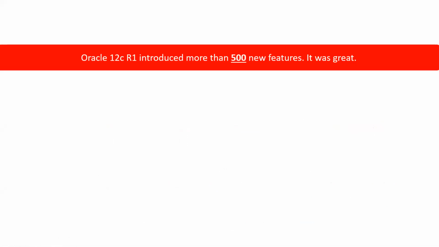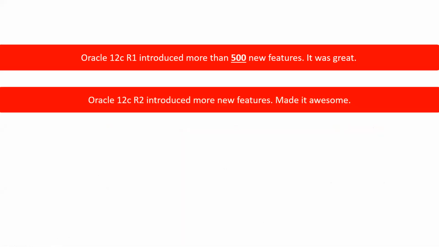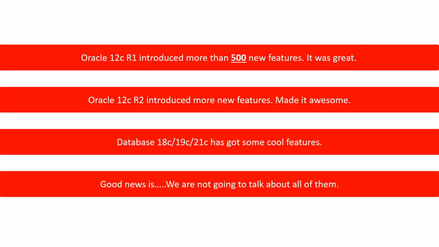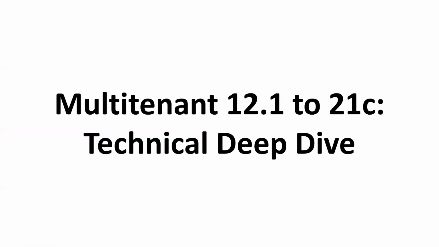So it's a kind of a journey, because we are talking about how it started in 12.1, then we had more features introduced in 12.2, then 18C and 19C got some cool features. But the good news is we are not going to talk about each and every feature here. We will pick all the key features which, as a DBA, I feel are really important for you to know.